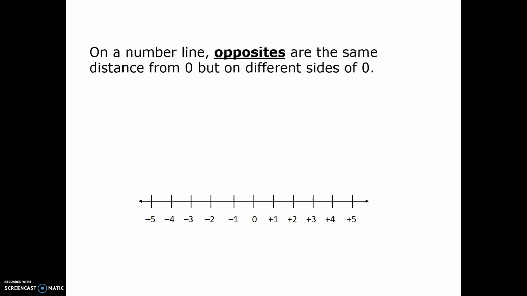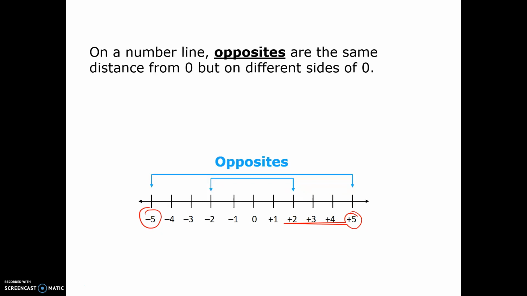So opposites are numbers on a number line that have the same distance from 0, but they're on a different side of 0. So that would be numbers like -5 and +5. They have the same digits in them, but one's negative and one's positive. Same thing with -2 and +2. Same distance from 0. They are both 2 units away from 0, but they're on opposite sides. So we would call them opposites.